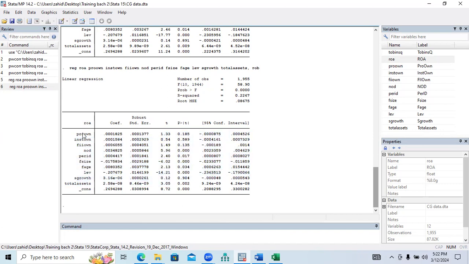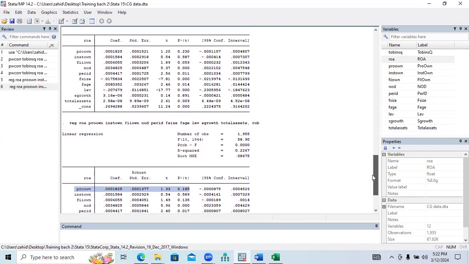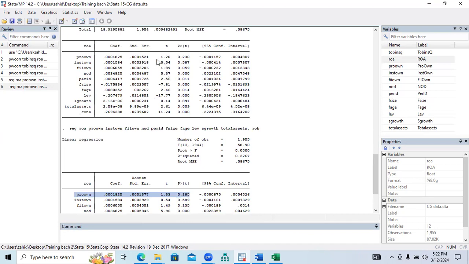Now you can observe that PR ownership is still not significant, but if you compare these results with the previous one, previously PR ownership t value was 1.20, but now it is 1.33. It means your t value has increased for this particular variable, and its p value has also decreased. While it was previously 23%, now it is 0.185. In the same way, you can observe institutional ownership. Its t value has not changed. It means it was giving the same t value before and after, but the p value has slightly changed.